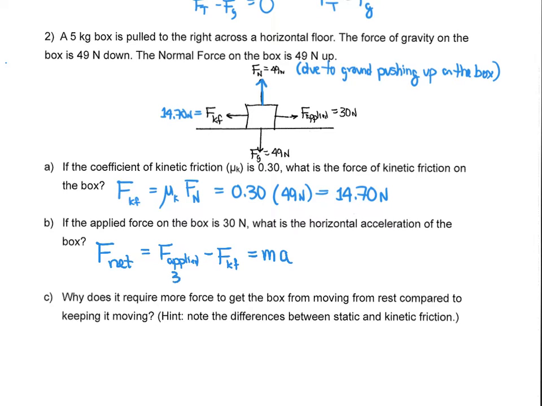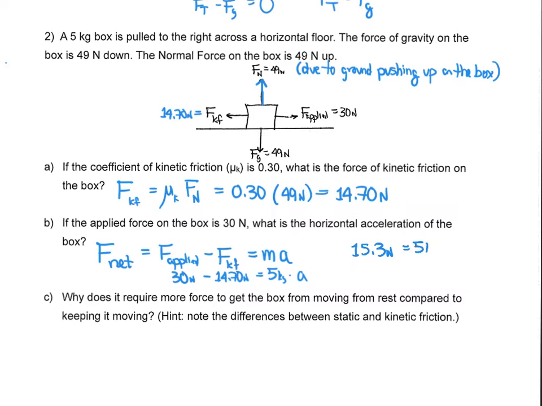So if applied force is 30, force of kinetic friction is 14.7, and the mass of my box is 5 kilos, what's the acceleration rate? So what is the net force? 30 minus 14.7 is, calculating as we go, 15.3 newtons. So that's our net force.